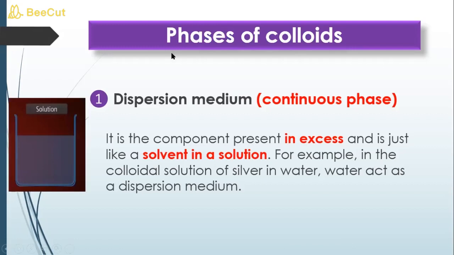For example, assume we have a silver salt which is prepared in water. So silver will be spread in water like this. It means that silver will be a dispersed phase and water is going to be a dispersion medium. Let us analyze dispersion phase again through the next slide.